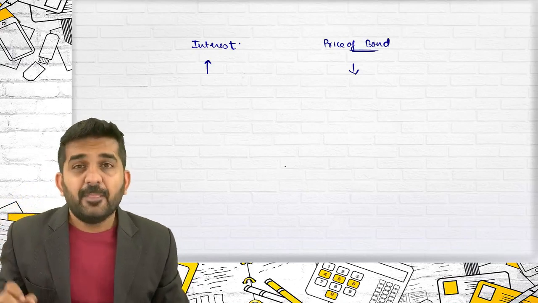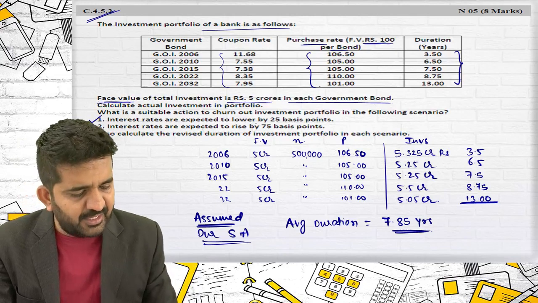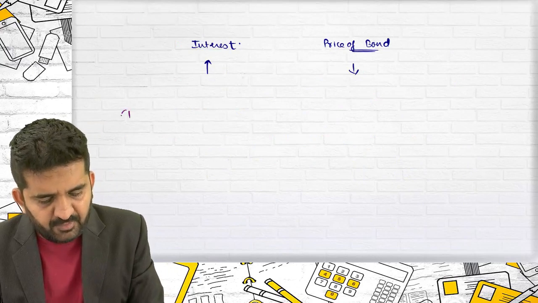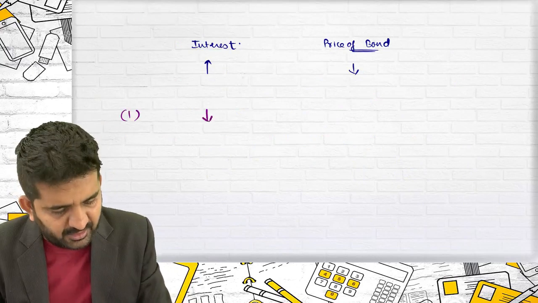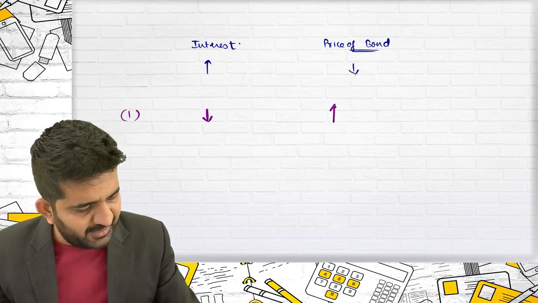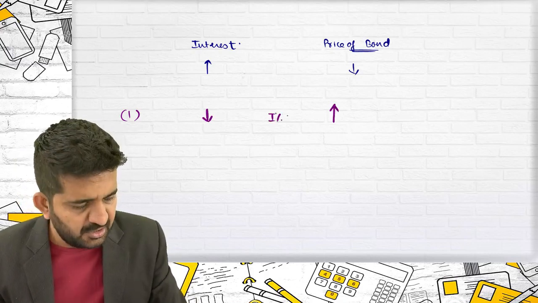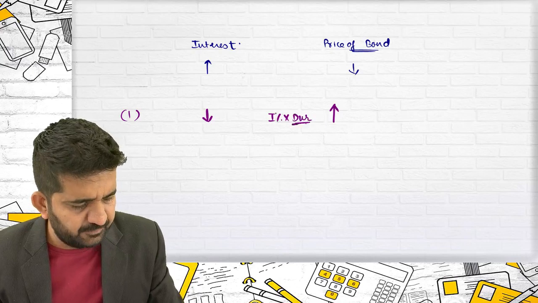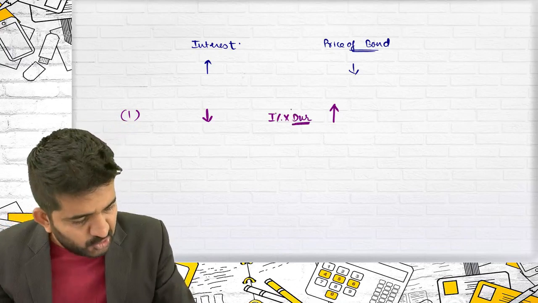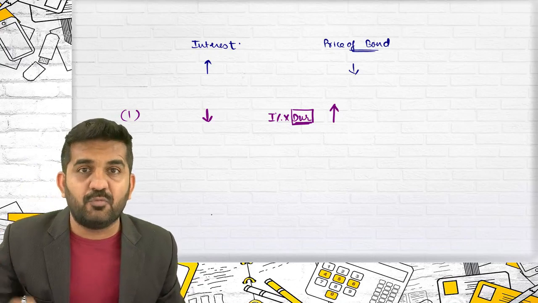Correct. So if it is forecasted, as in point 1, that interest rates are expected to be lower by 25 basis points, the interest rates are going to be lower, so your price of the bond will increase. How much? Interest percentage multiplied by duration. Now the price of the bond increases, so your portfolio value increases. Is it alright? So the higher this figure, the more will be your benefit.